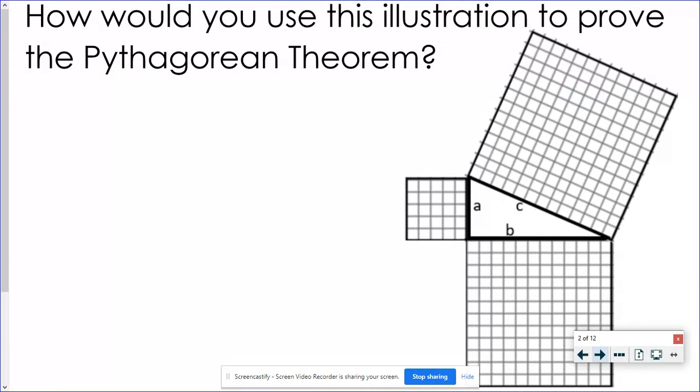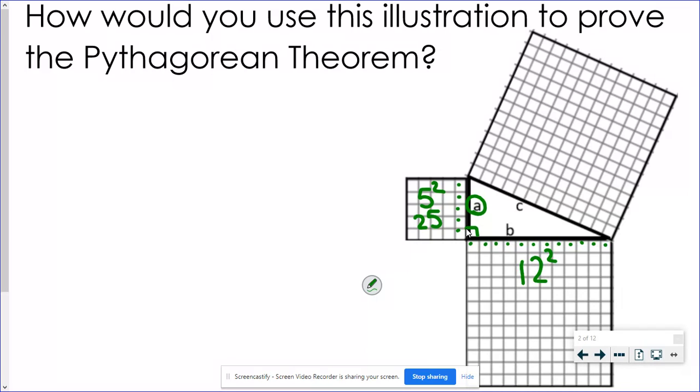So this first problem is asking how you would use this illustration to prove the Pythagorean theorem. So we do have a right angle in here, but what I want you to remember here is that the side for A right here is 1, 2, 3, 4, 5 units long. But when I square that, I'm going to get 25. The side for B is 1, 2, 3, 4, 5, 6, 7, 8, 9, 10, 11, 12 units long.